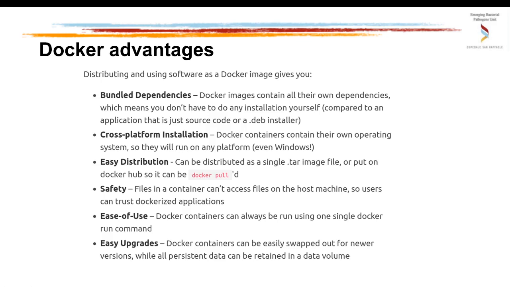Cross-platform installation. Docker containers contain their own operating system, so they will run on any platform: Windows, Linux, Mac OS X. Easy distribution. Can be distributed as a single tar image or put on Docker Hub. So from the terminal, you can just do docker pull and the name of the Docker.